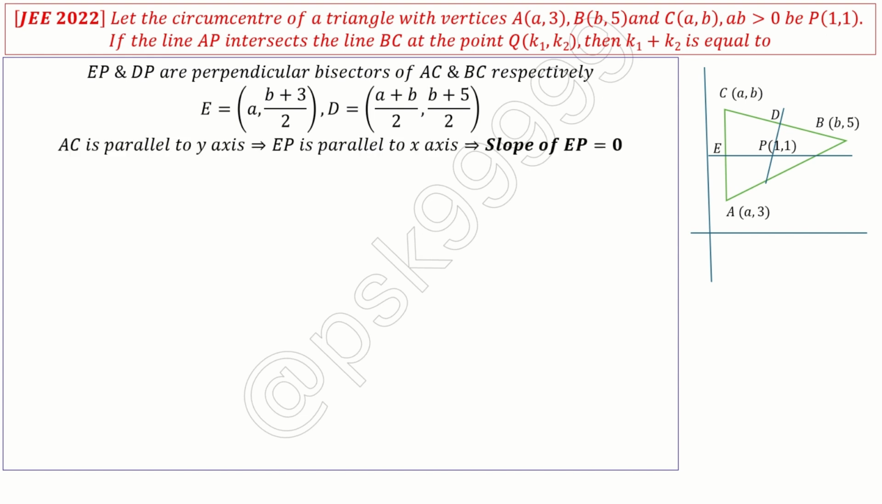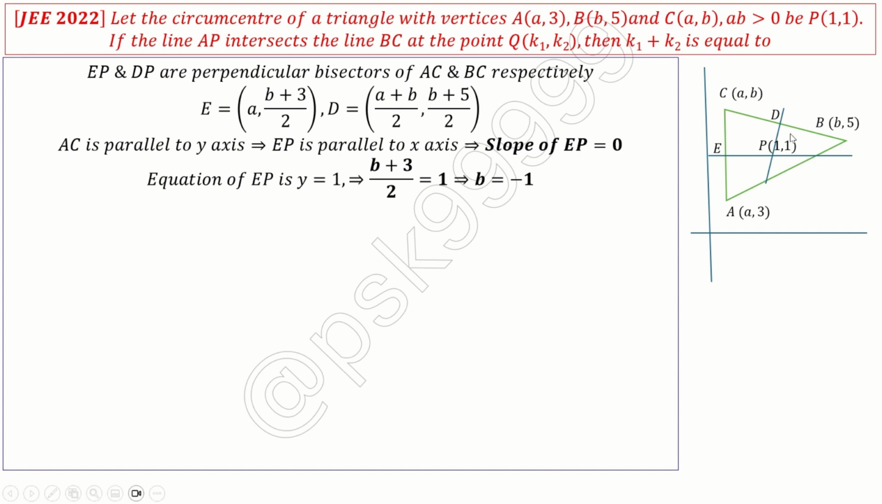Now AC is parallel to the y-axis, correct? Which means its equation is x equal to a. Sorry, EP's equation is not x equal to a. EP is perpendicular to AC, and since AC is parallel to the y-axis, EP is parallel to the x-axis, which means its slope is 0. So the equation of EP is nothing but y equal to 1.